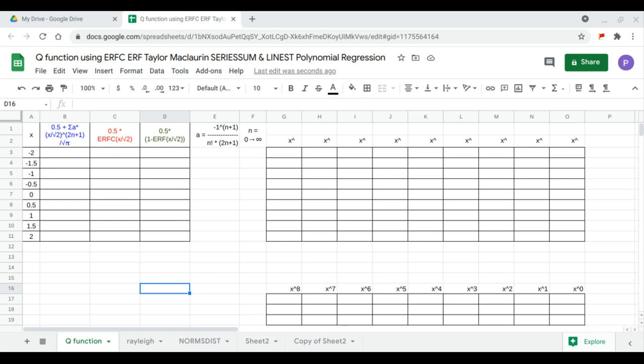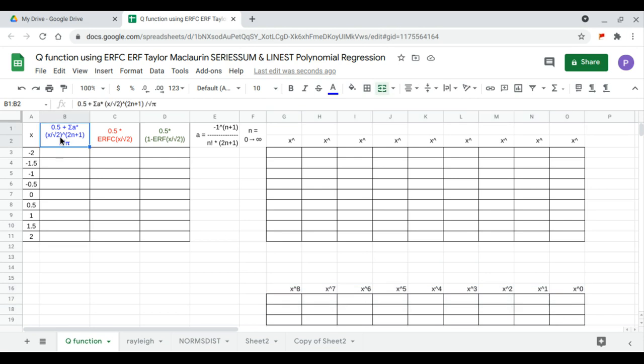In this video, we'll generate the trend line and trendline polynomials of the Q function using Taylor-Maclaurin series sum, complementary error function, and the LINEST polynomial regression.